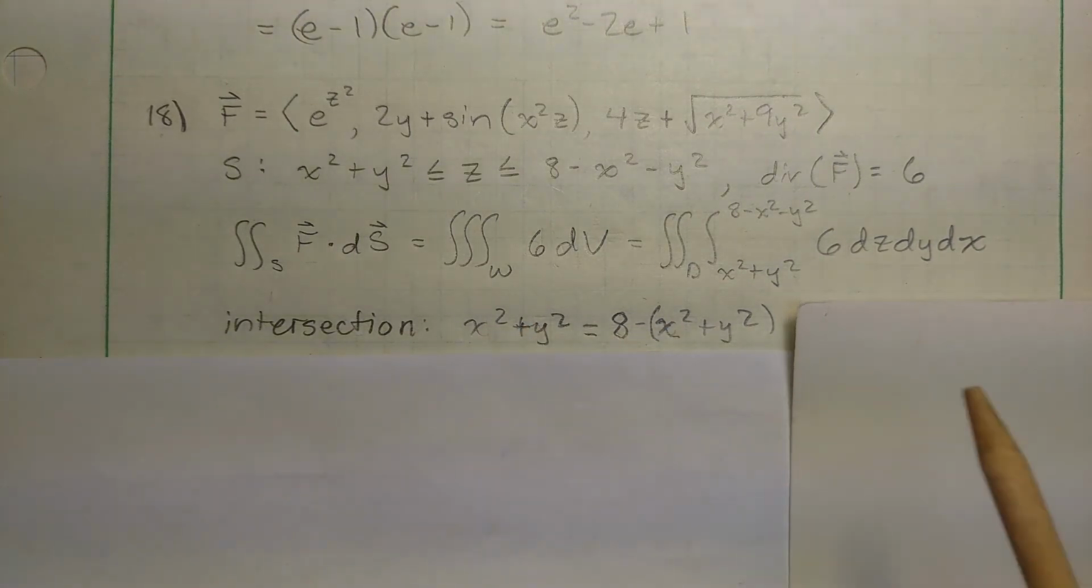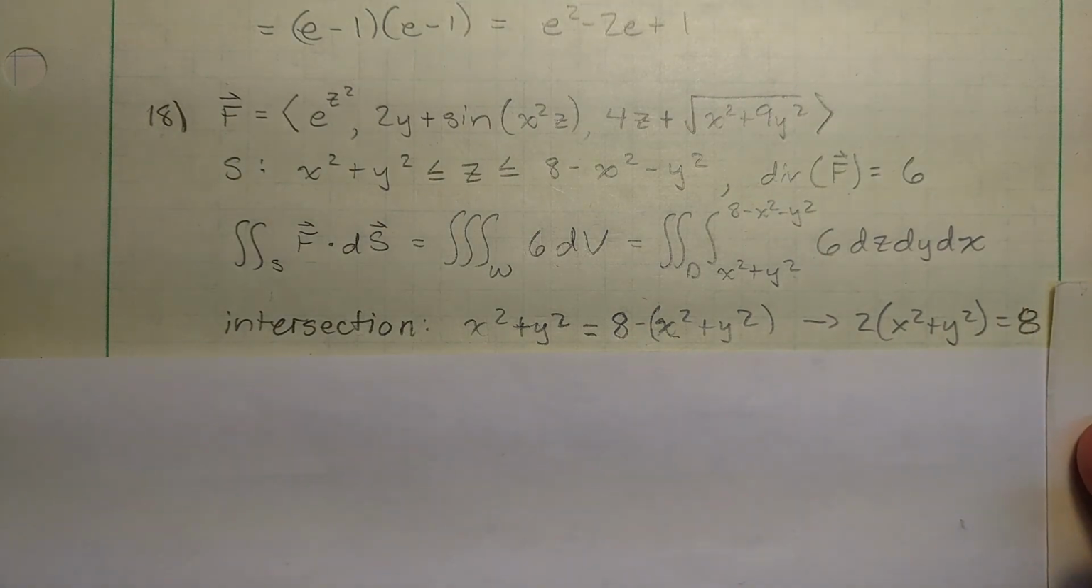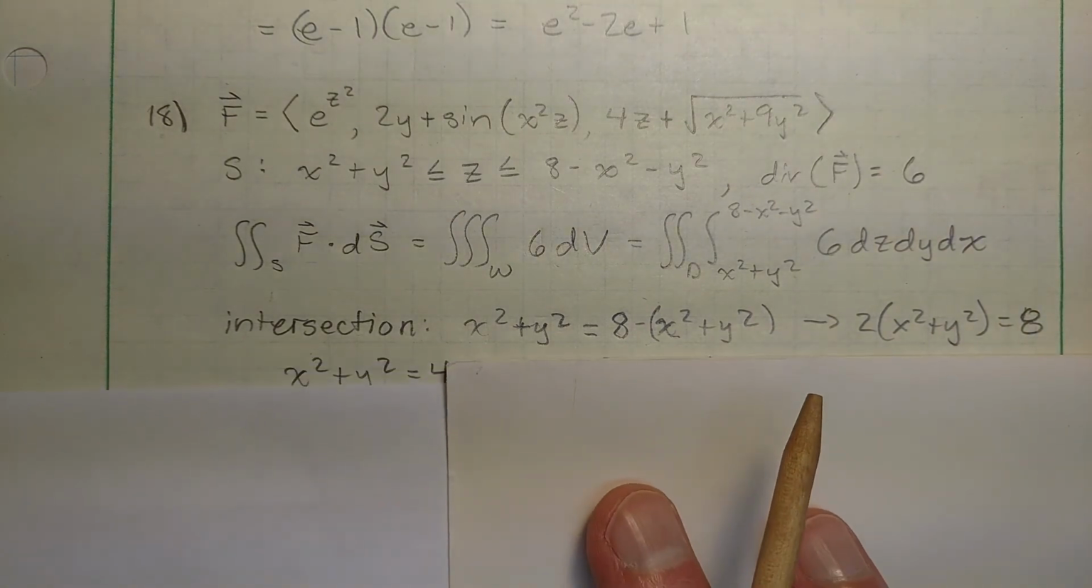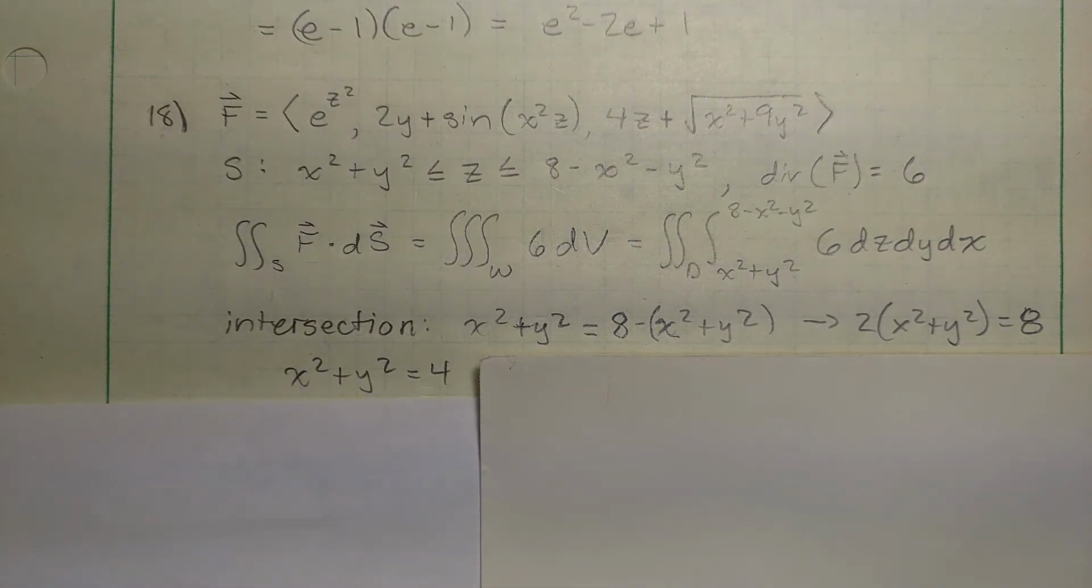I know the z value is trapped between it, but I'm interested in the intersection between these two. So going ahead and doing this, I get 2x squared plus y squared equals 8, divide by 2, and I get x squared plus y squared equals 4. So what I see is their intersection is actually a circle that is in a plane parallel, as it can move up and down, parallel to the xy plane, and it's a circle of radius 2.